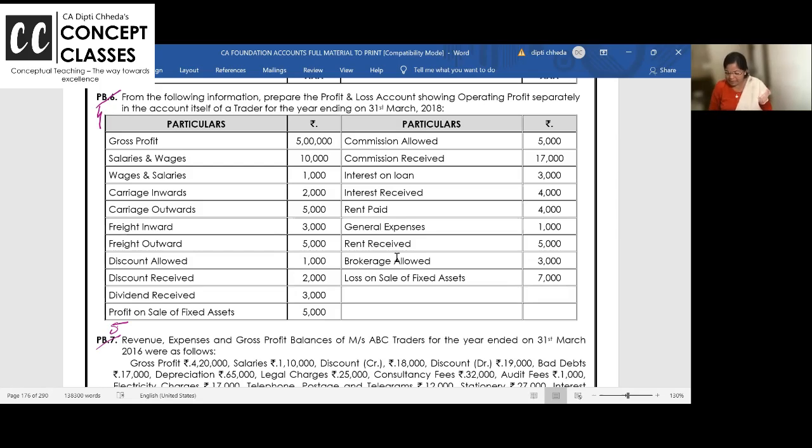Trading and P&L are written, but here P&L is there. GP is given, salaries, wages. Now you all know salaries and wages come in the P&L account. Wages and salaries you have already written in the trading account, so wages you will not write here. This is given to confuse you. Can you star mark it in the spiral material which I have given you?